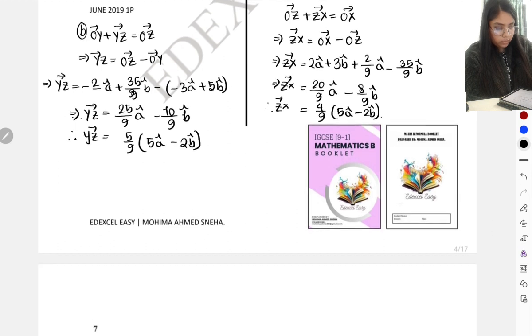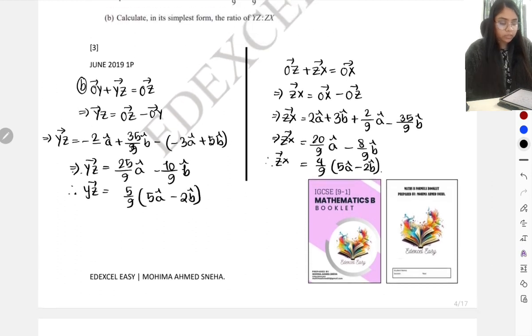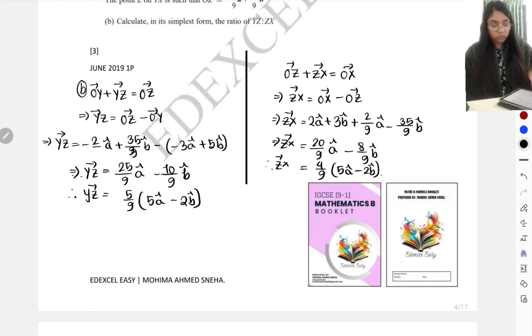Okay, so lastly, since they're asking for the ratio of YZ to ZX, whenever you try to find a ratio, you always put those quantities together as a fraction first. You always divide those first, and then you find the fractions over here.